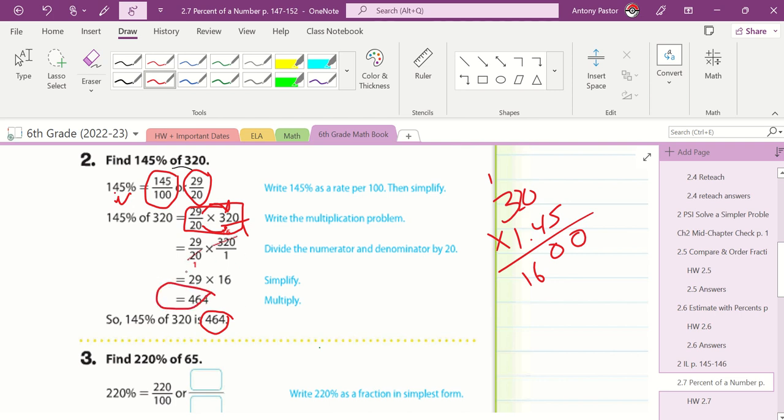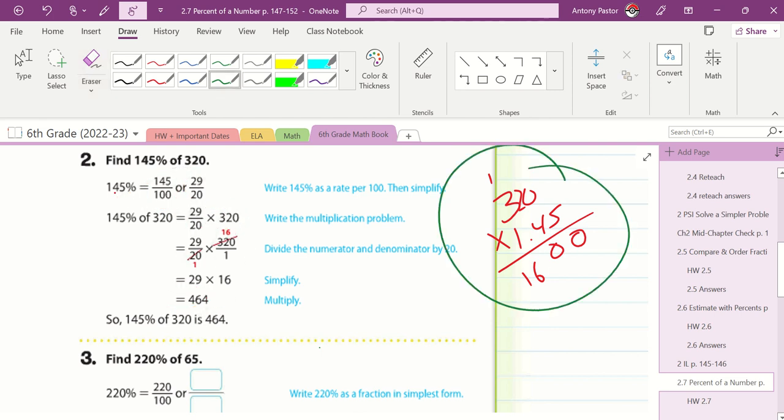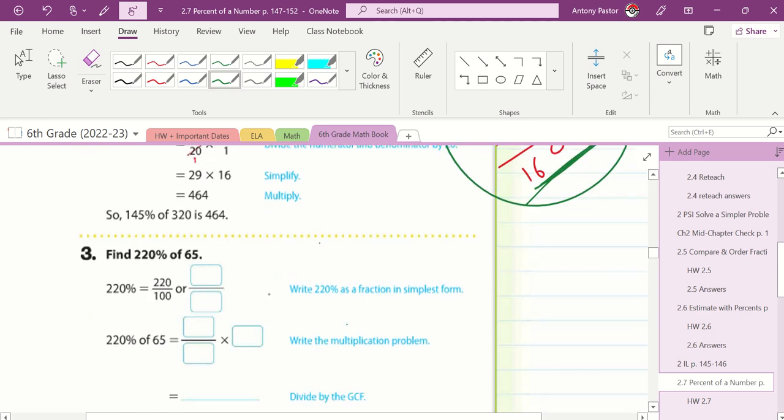All these cross-simplifying things are just very confusing, and they haven't taught you how to do this yet, and I don't want to get into it because it's just a lot, so the decimal way would be the easiest way to do it. And again, this isn't finished. So let's do an example. Find 220% of 65.